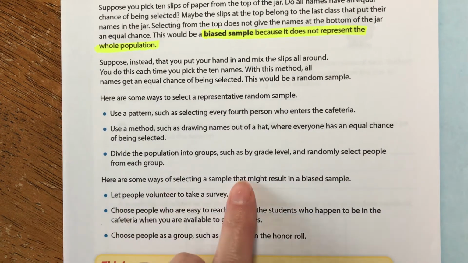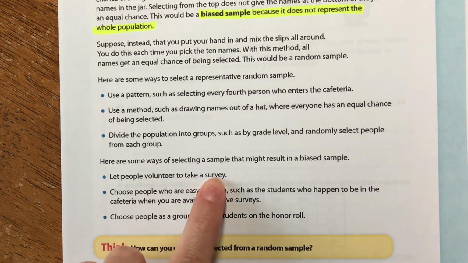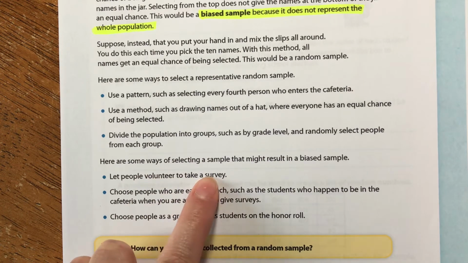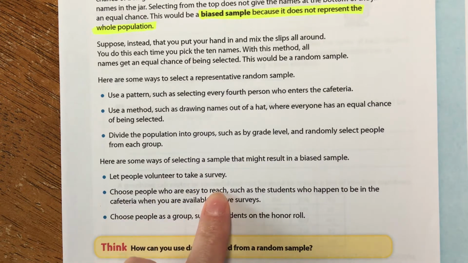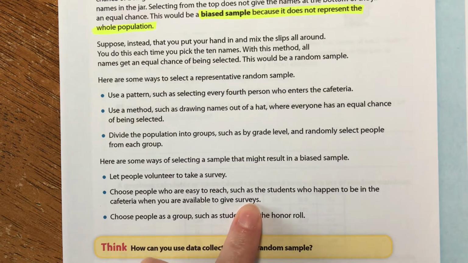Here are some ways of selecting that might result in biased samples. So these aren't good. Letting people volunteer to take a survey. When you take volunteers, you automatically get a certain group of people, so you're only going to get their opinions. Choose people who are easy to reach, such as students who happen to already be in the cafeteria when you're available to give surveys. This could be like one grade level, so you miss all the other people. Choose people as a group, such as students on honor roll. Well, duh. If you just pick those kids, then you're not going to get a variety of opinions.